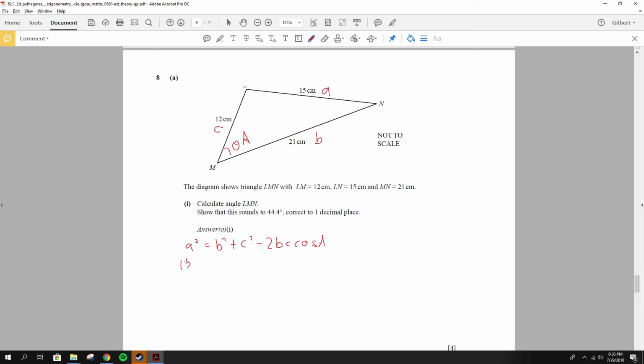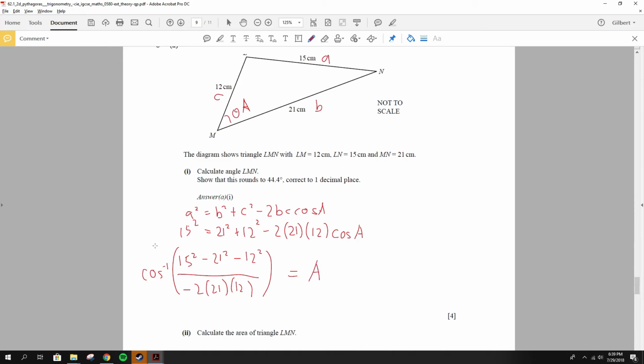A will be 15 squared equals 21 squared plus 12 squared minus 2 times 21 times 12 cos A. Bringing everything over, 15 squared minus 21 squared minus 12 squared over negative 2 times 21 times 12 equals cos A, so shift cos to get A. Alright, type this whole thing into your calculator.